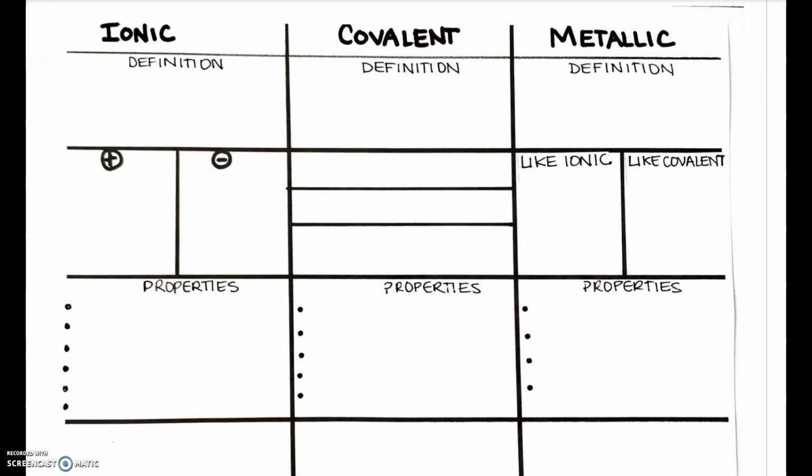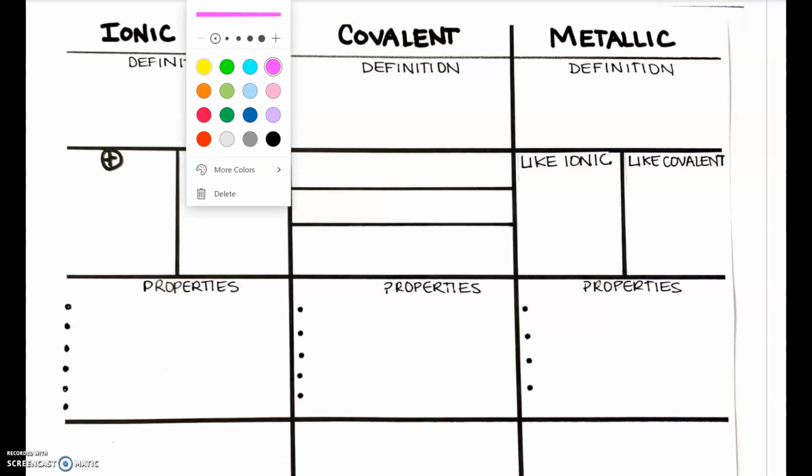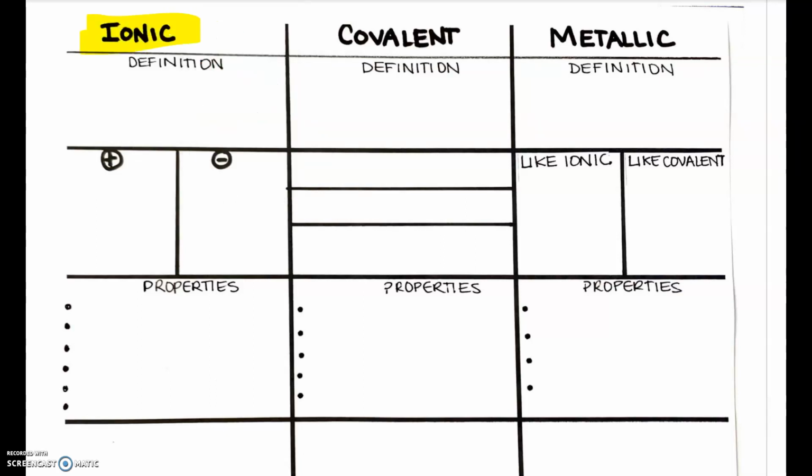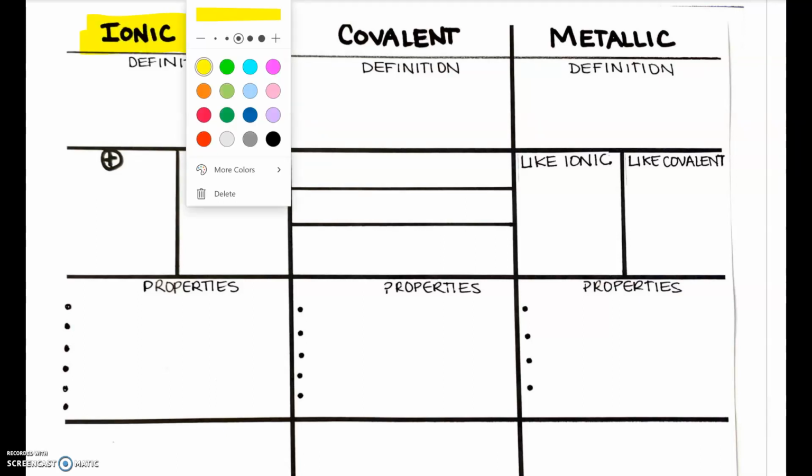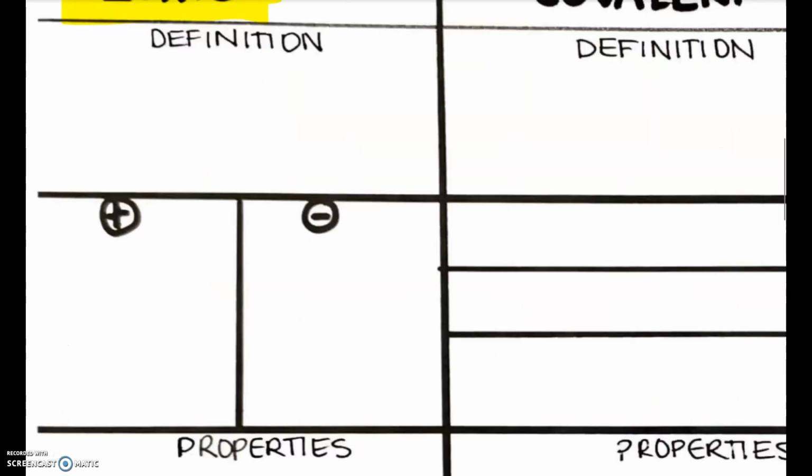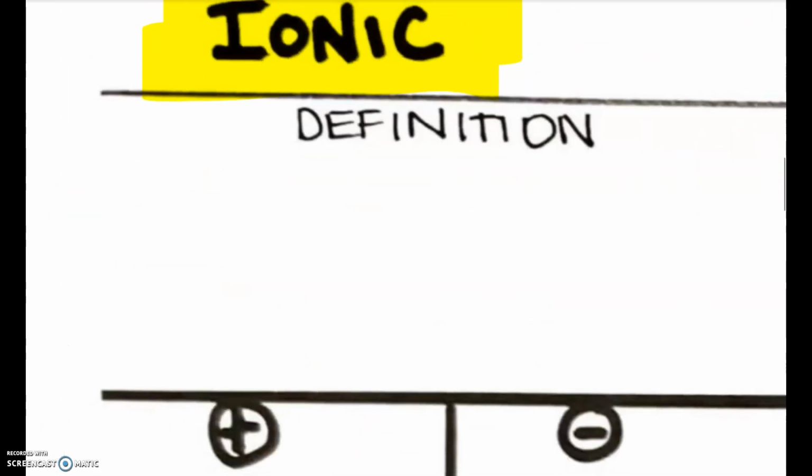Okay, so I'd like you to flip over to this side of your notes sheet now. We're going to start off by discussing ionic bonds. So we're going to start over here with ionic. Okay, so I'm going to zoom in and we'll go ahead and define ionic bonds.